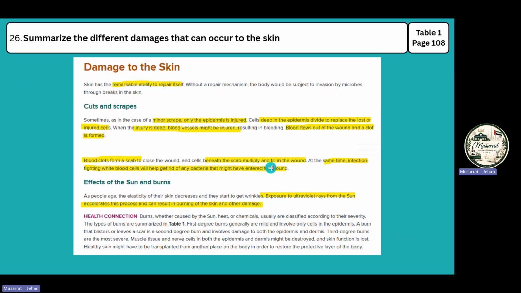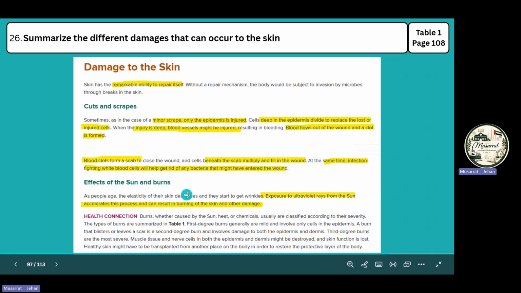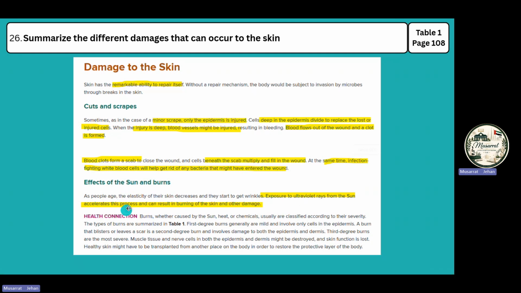Then the effects of the sun and burns. Elderly people and people who stay more in the sun get wrinkles in their skin because the elasticity decreases in elderly people. Exposure to ultraviolet rays from the sun can accelerate this, make it faster, and can result in burning of the skin and damage. It can also cause some damage to the skin.